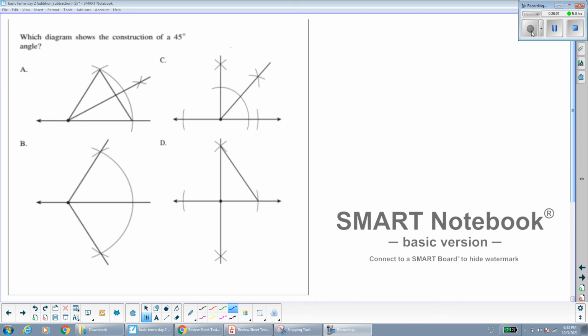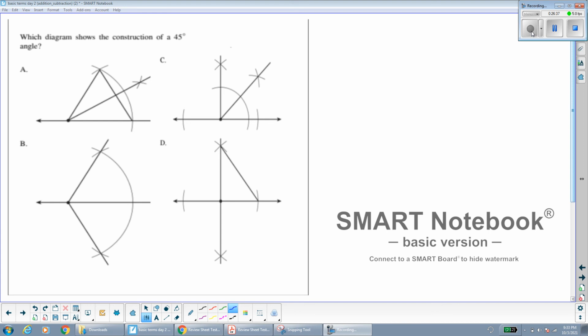If you were thinking that we cut the 90-degree angle in half because 90 divided by 2 is 45, you are exactly right. And remember, our construction to cut a 90-degree angle in half, to cut any angle in half, is the angle bisector construction. So we are looking for the angle bisector construction done on a 90-degree angle. So let's take a look and let's see which one has the correct construction.